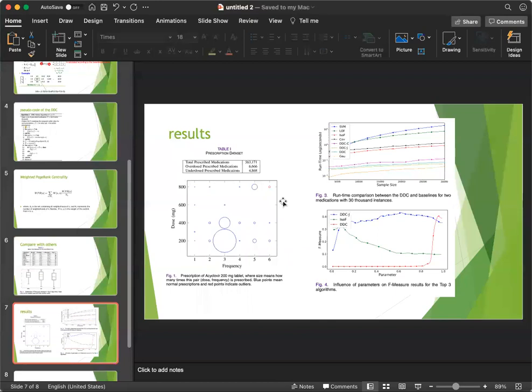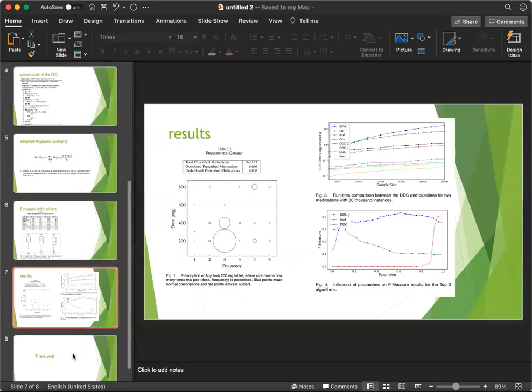We can see that in the right two pictures. The top one has a different symbol size, and the X is a different sample size, the Y is a different runtime, and the DDC algorithm does not have a good performance there. But in F measures, when it has different parameters, we will find that the F measure is good, and that is all I want to talk about the DDC algorithm. Thank you.